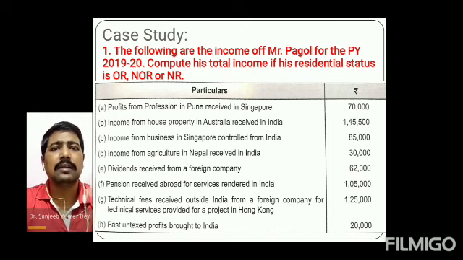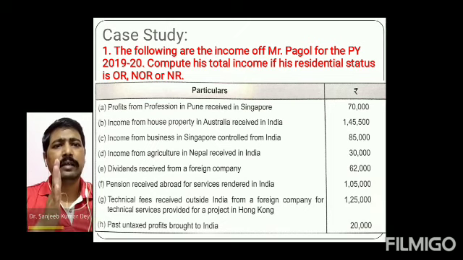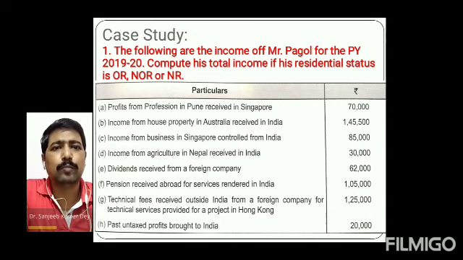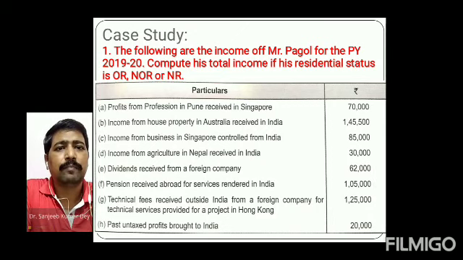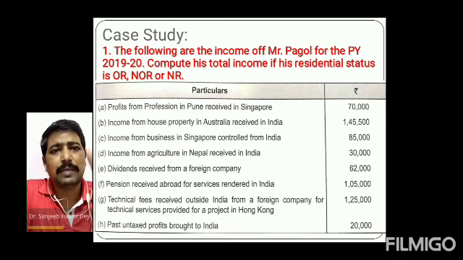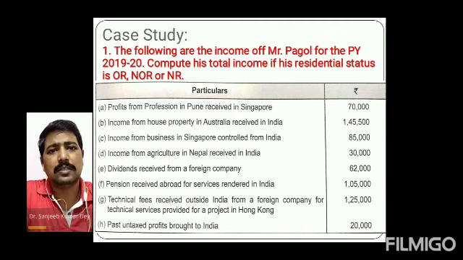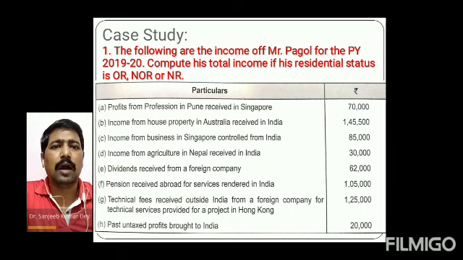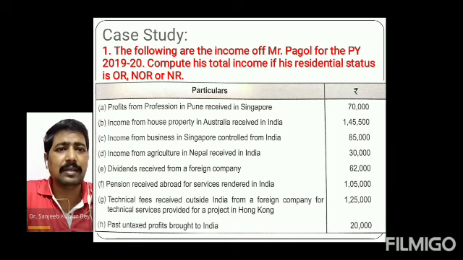Now, what are the incomes? When I read out that income, let us determine whether it is a foreign income or Indian income. This much we have to decide. Then we know whether it is taxable or not. Now, profits from business in Pune received in Singapore. Profits from business in Pune, so the business is situated in Pune, so it is Indian income, 70,000.